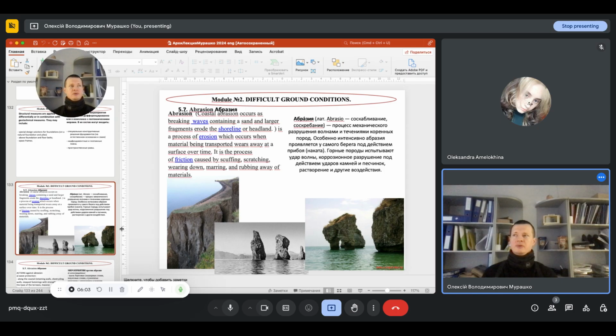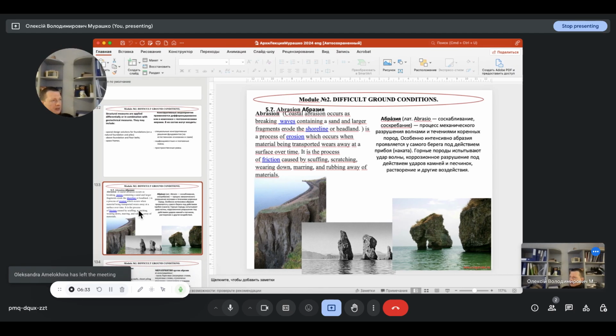Next, the question that we will discuss today is abrasion. It is coastal abrasion, the destruction of coast soils by the strikes or kicks of the waves on the seashore. And here you can find the result of such abrasion on this line.